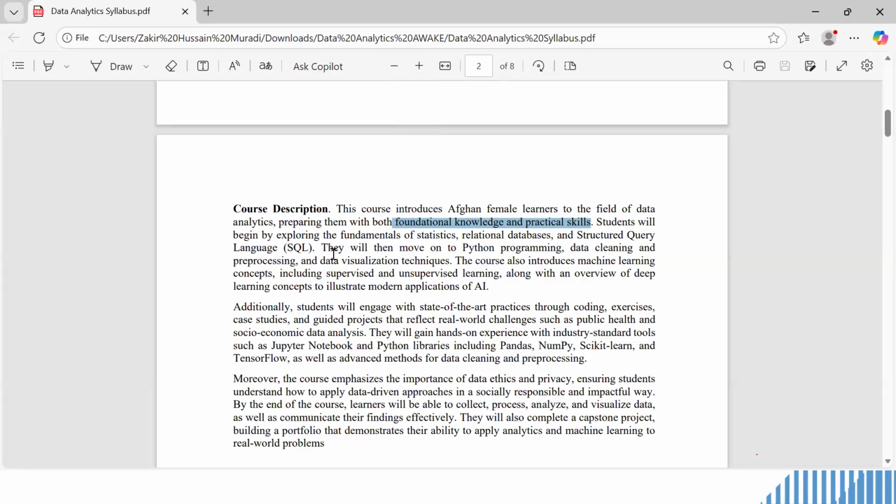Students will begin by exploring the fundamentals of statistics. As you know, when it comes to data analytics, you should have basic knowledge of statistics, relational databases and Structured Query Language, SQL. All these things we are going to do in this class. Then they will move on to Python programming, data cleaning and preprocessing, and data visualization techniques. The course also introduces machine learning concepts.